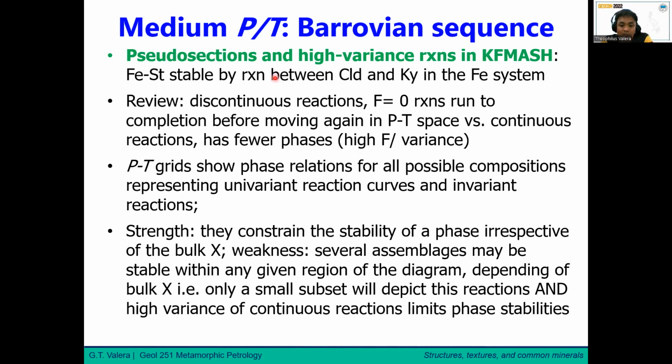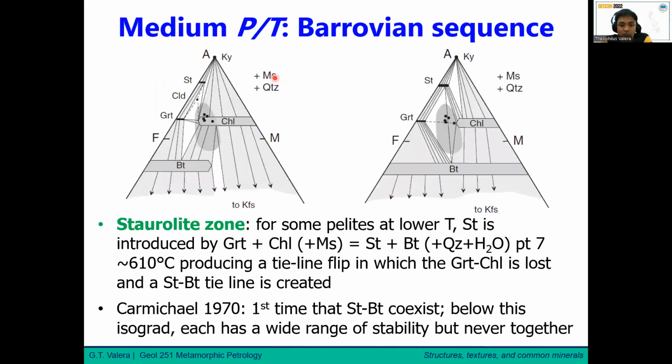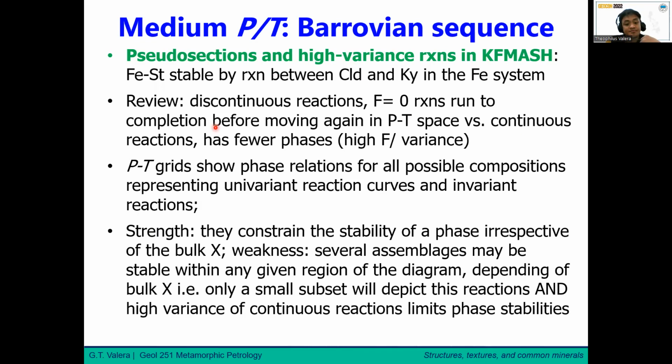High variance of continuous reactions limits phase stabilities. Meaning, as we've seen before, the minerals can actually stay stable. For example, yung chlorite natin, stable lang siya. So, present siya sa sample natin all throughout. Yes, umiiksi yung chlorite field. So, kumukonti yung chlorite. Pero, through continuous reaction, andun pa rin yung chlorite, basically.